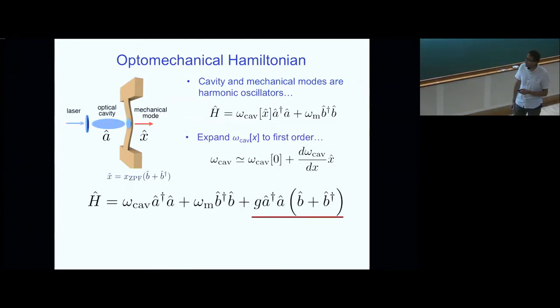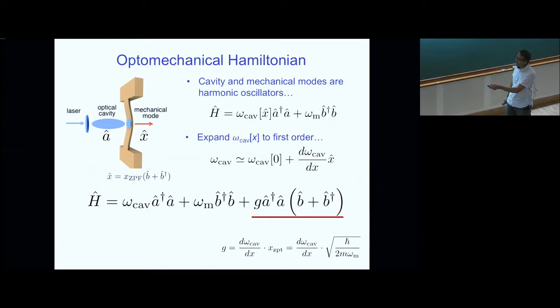So what am I left with if I then rewrite everything in terms of these raising and lowering operators? I have my two uncoupled harmonic oscillators, the photons in the cavity, the phonons in the mechanics, and I have this simple radiation pressure interaction. Again, this is just coming from the fact that the position of the moving cantilever sets the frequency of the cavity. Okay? And what is this fundamental single photon, single phonon optomechanical interaction strength?